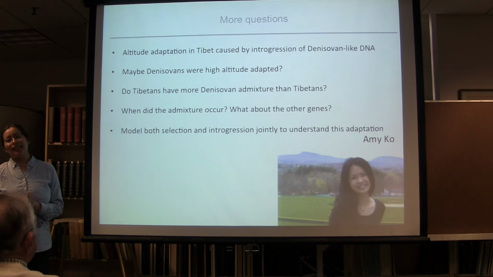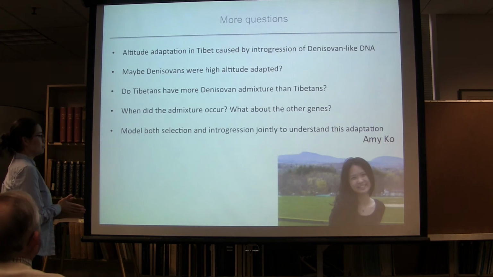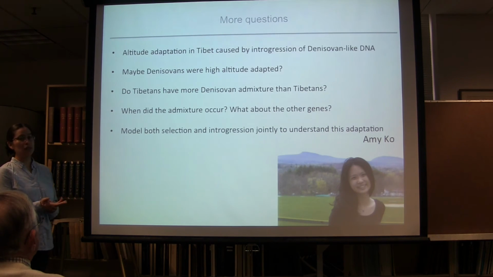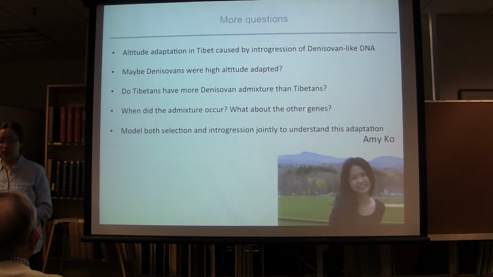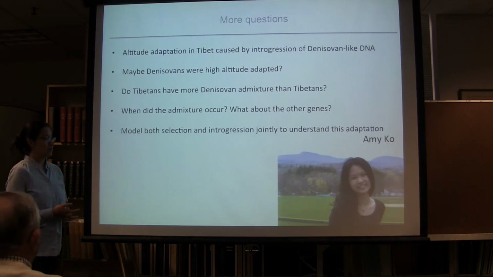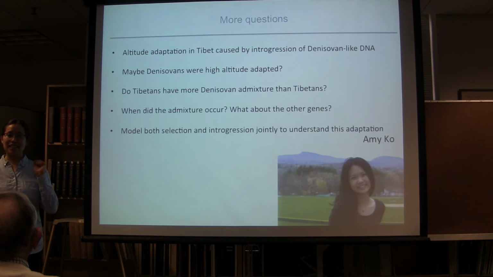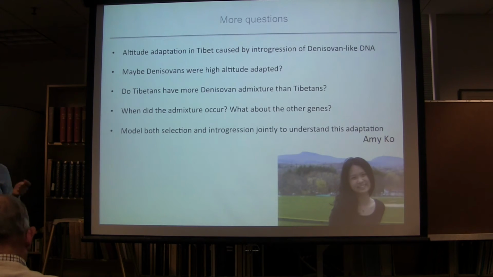And what about the other genes? Are they adaptively introgressed as well? The other genes that seem to be under positive selection. To answer these questions, we really need to model both selection and introgression jointly to understand this adaptation. And Amy Ko, another fabulous grad student, has developed a hidden Markov model to infer Denisovan ancestry. We can apply this hidden Markov model to this example to get the distribution of track lengths and see if we can use that distribution to get some of these estimates.